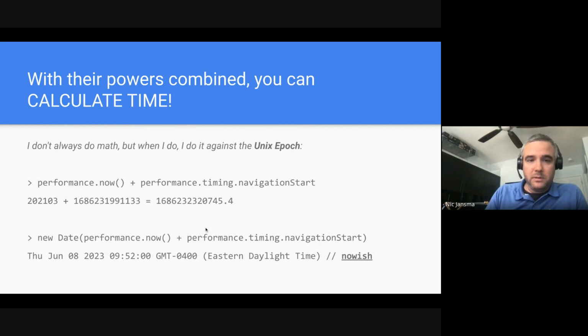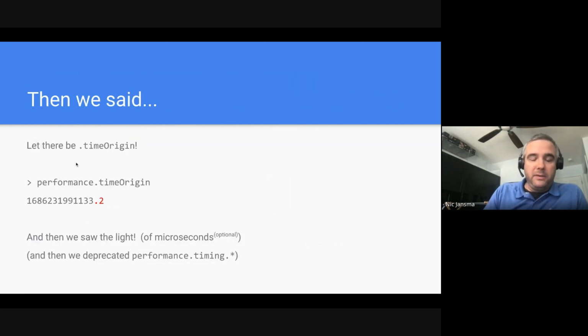So that sounds all straightforward. And then we said, let there be time origin. So time origin is an evolution, I think, that happened in Navigation Timing 2. It's just an attribute on performance. Instead of it being performance.timing.navigationStart, it's just performance.timeOrigin.